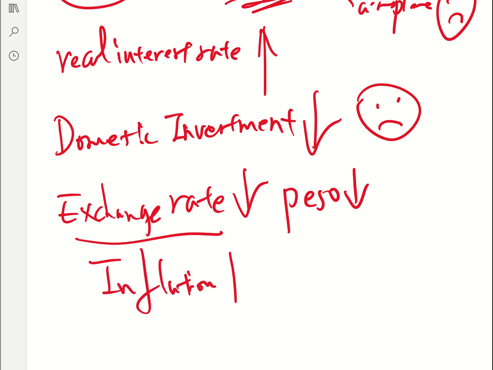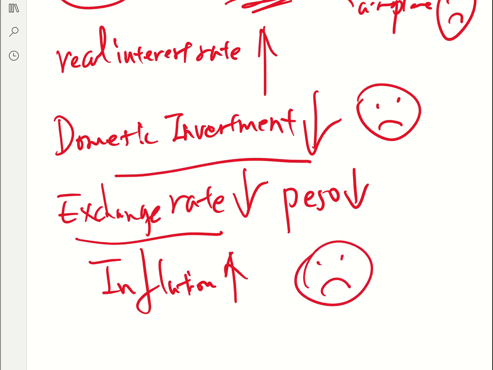So inflation went way up. Therefore, the consumers are worse off. So you have two sides over here. Businesses are worse off because of higher interest rates. Consumers are worse off because of high inflation. So that was very bad for the Mexican economy.